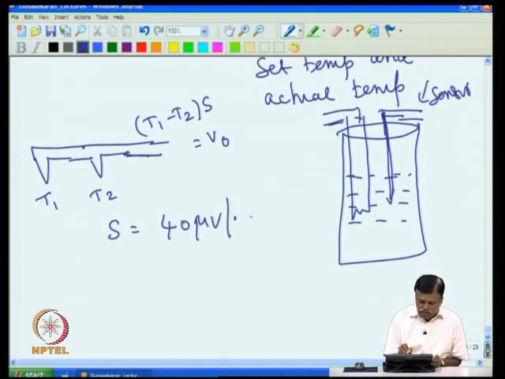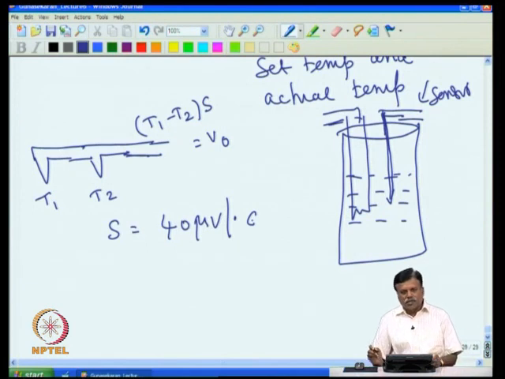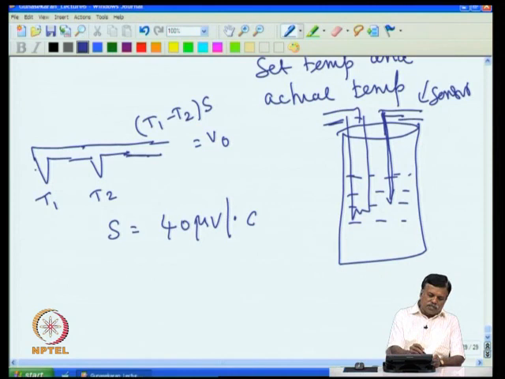Most of them will be in this range. Some of them have 10 microvolt, some have 59 microvolt. But we take an average value, which is around 40 microvolt per degree C. Most thermocouples give 40 microvolt. For example, a chromel-alumel thermocouple gives you 40 microvolt, because a thermocouple basically means two different metals forming a junction, and the difference between the two junctions gives you the output voltage.